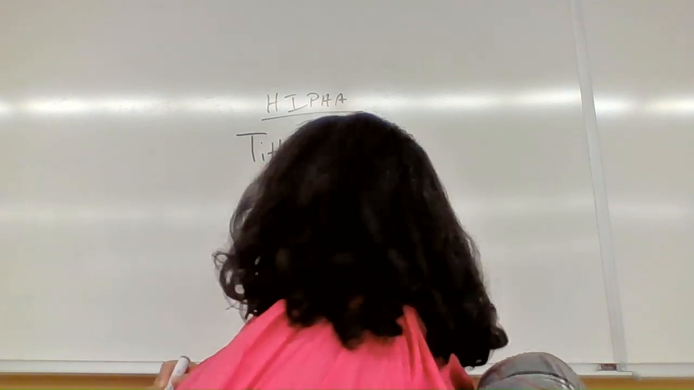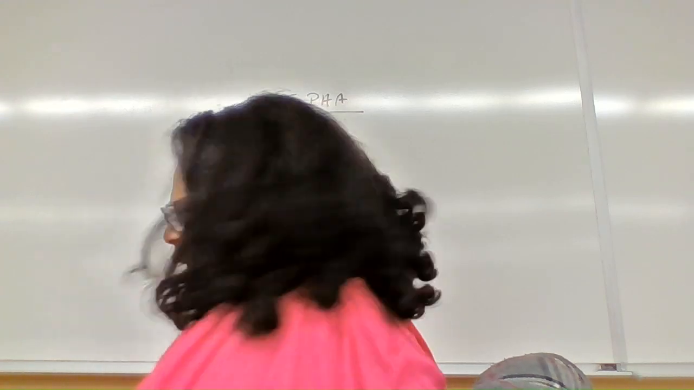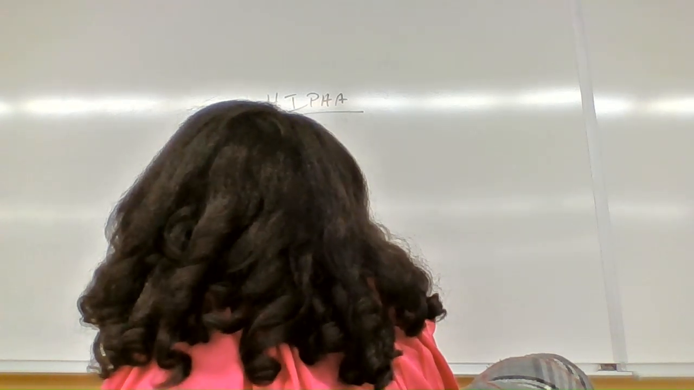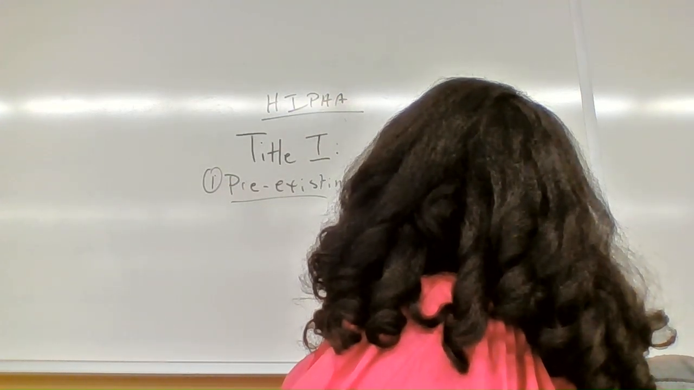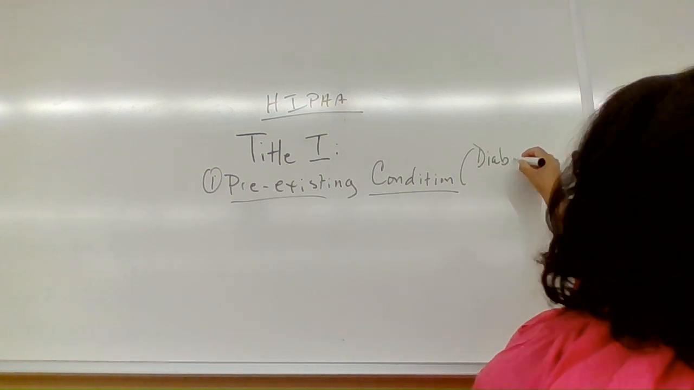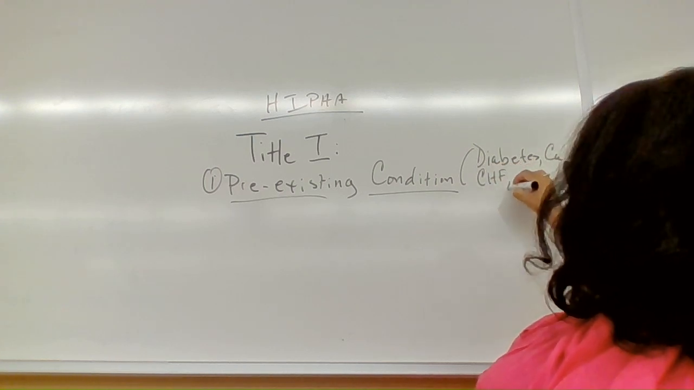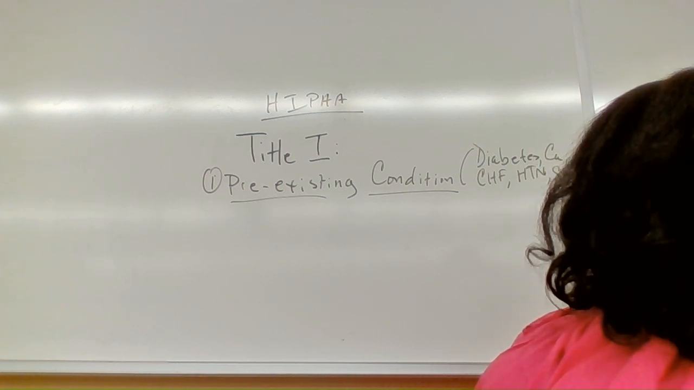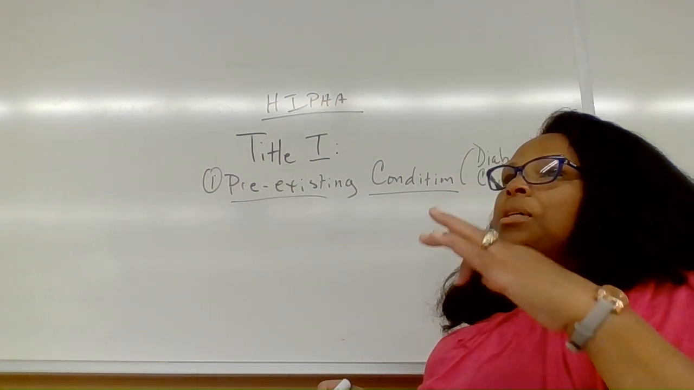Now, back in the day, when I worked in the insurance industry, how do you spell pre-existing? Okay, with 2 E's. Back in the day, it used to be if a person has a pre-existing condition. Now, a pre-existing condition could be diabetes, heart disease, congestive heart failure, high blood pressure, hypertension. Anybody else? Stroke. Those are conditions that have been acquired prior to your coverage.